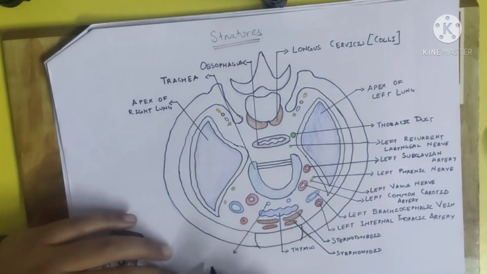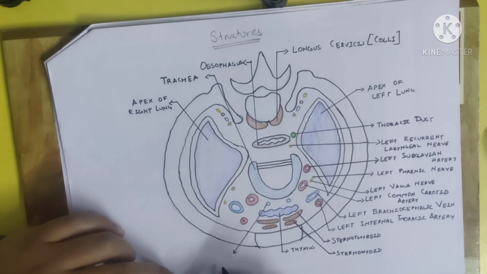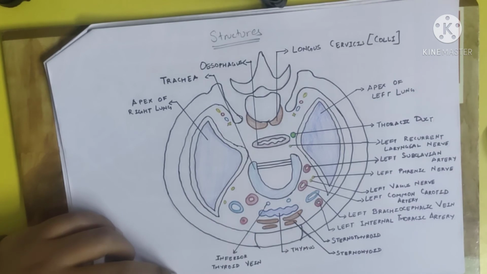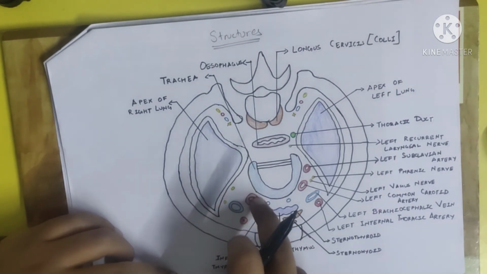This one here is your inferior thyroid vein. Okay, so this is inferior thyroid vein.